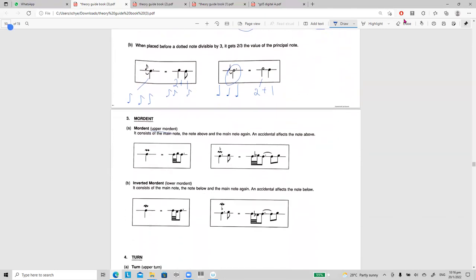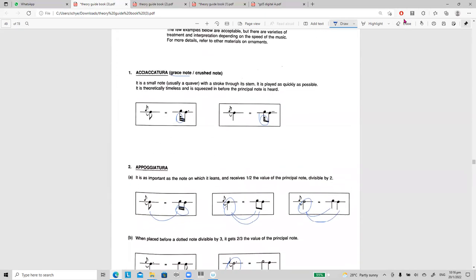Mordent: we have the upper mordent and the lower mordent. The upper mordent doesn't have a slash, and it only has three notes. Just now the appoggiatura and acciaccatura usually have two notes when we write them out, not including the tie. Sometimes they will tie to another note, and then they will put a bracket like this. But the tied note is not counted as one of them. So you cross out the tied note, and actually it has only two notes.